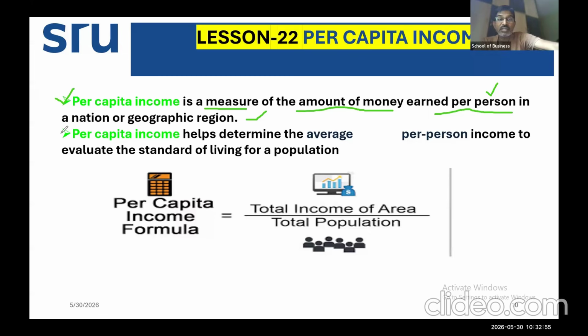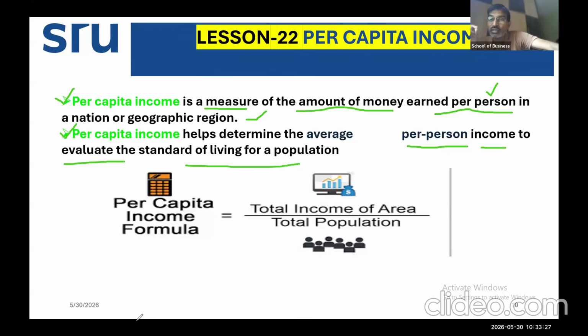Per capita income helps to determine the average per person income to evaluate the standard of living for a population. So friends, please remember, the person who stays in Delhi has a different per capita income. The person who stays in Hyderabad, the per capita income is different. The person who stays in Kerala, the per capita income is different, because based on the geographical region, the money earned by a person also changes.